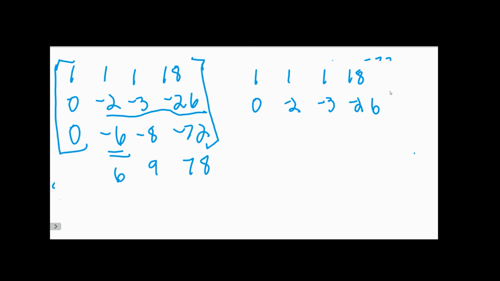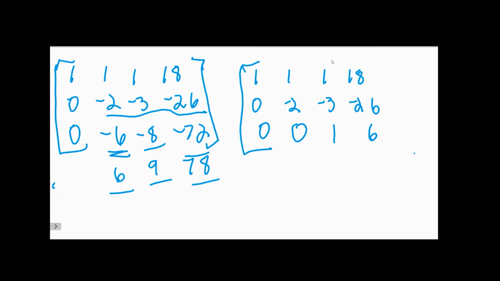And so what happens is, these two would give you 0, there's 0, and those two would give you 1. It's a beautiful number to get there. And those two would give you 6. All right. So from what I have right now, I can already see that C is equal to 6, because you have that 0, 0, 1, 6 there. So I can see that C is equal to 6.